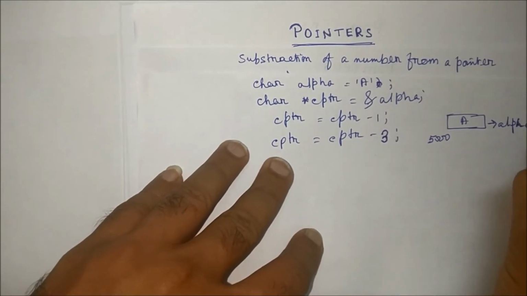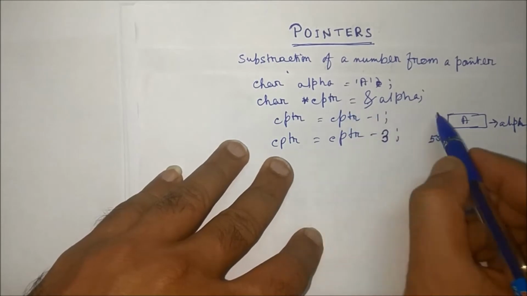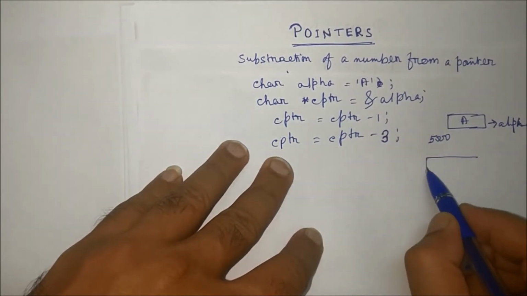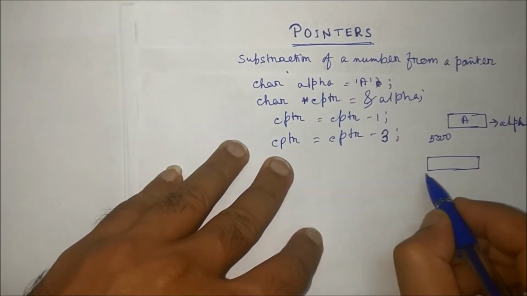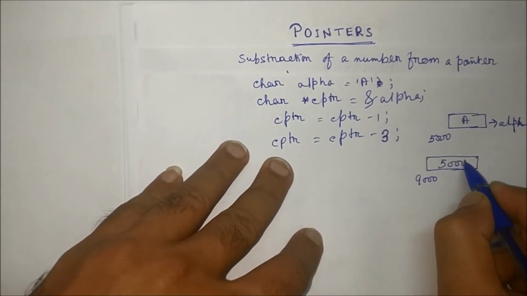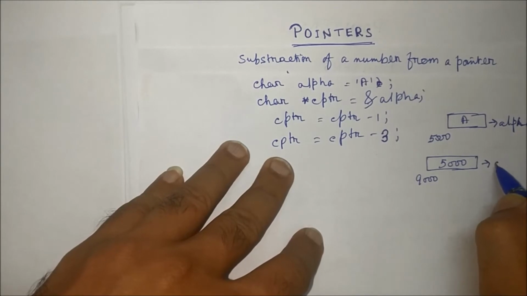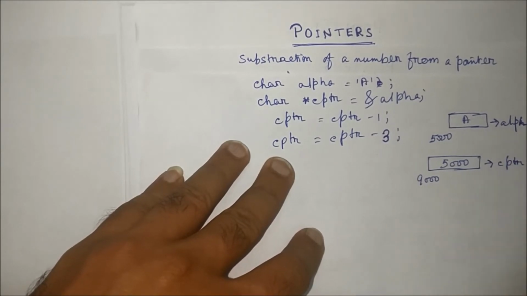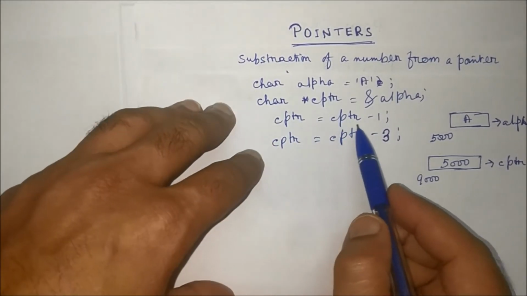This location name is alpha, and this pointer is pointing to the memory address of alpha. Suppose this pointer is located at 9000 in the memory, and it is storing 5000 here, and the name here is cptr. Now what's the next statement? cptr is equal to cptr minus 1.